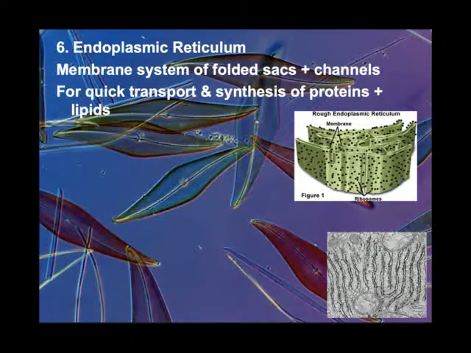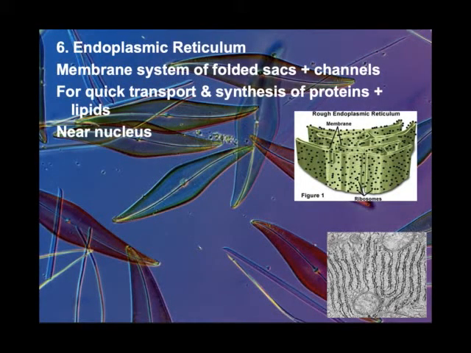The proteins are made because all these little dots that are all over the surface of this rough endoplasmic reticulum are ribosomes. So the proteins get made on the endoplasmic reticulum and then they get whisked off to some other place in the cell. It's very, very quick transport rather than using the cytoplasm, which is very slow transport.